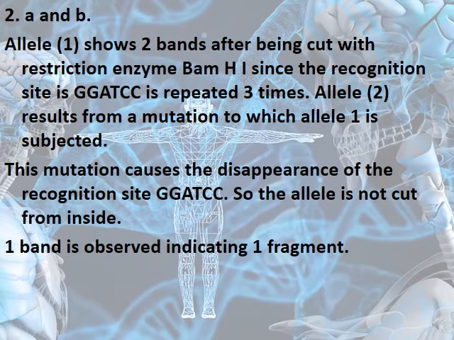Moving now to the answer. Allele 1 shows 2 bands after being cut with the restriction enzyme BamHI, since the recognition site GGATCC is repeated 3 times. Allele 2 results from a mutation of allele 1, and this mutation causes the disappearance of one of these restriction sites. So the allele is not cut from the inside, and 1 band is observed, indicating that we have only 1 fragment.